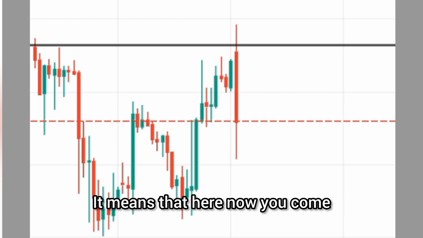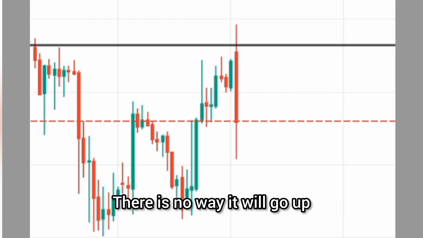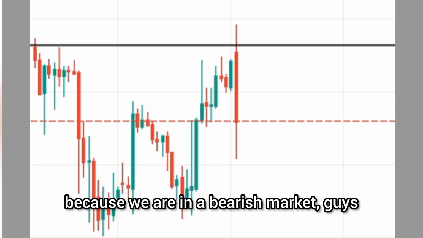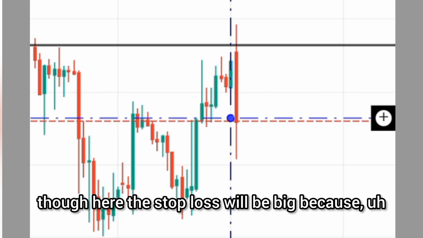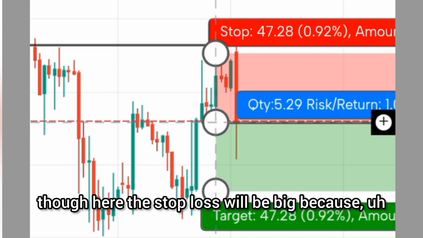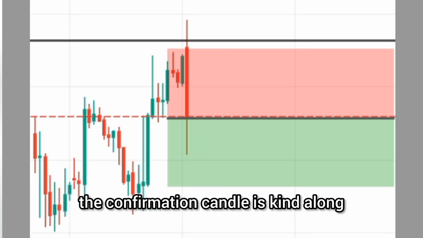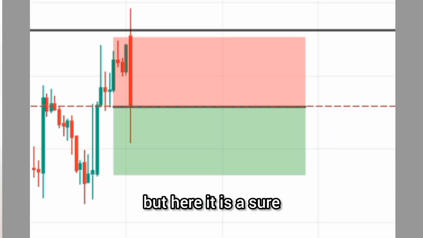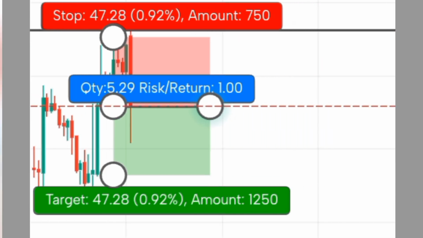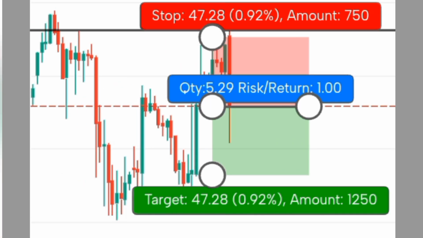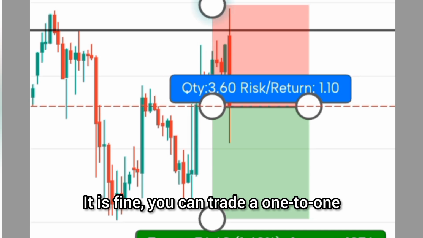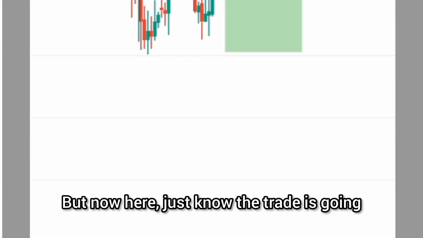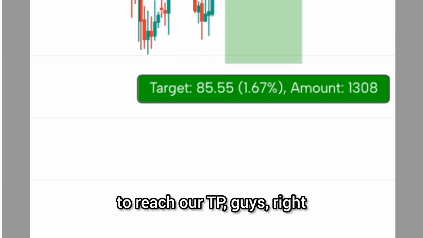It means that here now you come and enter the market. There is no way it will go up because we are in a bearish market, guys. Here you enter your short position. You can enter it from right here, though the stop loss will be big because the confirmation candle is kind of long, but here it is a sure trade. The trade is actually going to happen. It is going to reach our TP. Here it is a 1 to 1. It is fine, you can trade a 1 to 1. But just know the trade is going to reach our TP, guys, right?